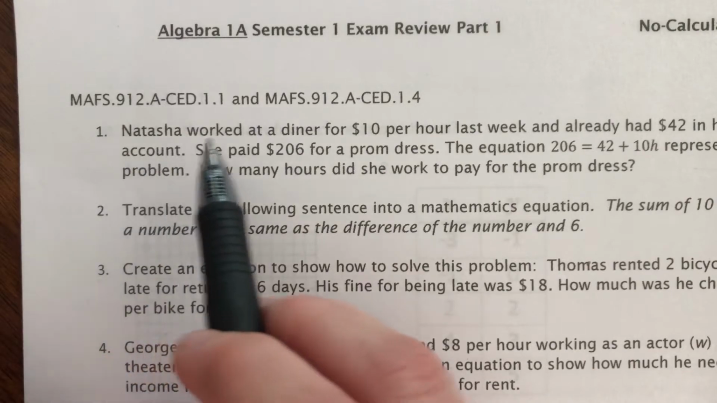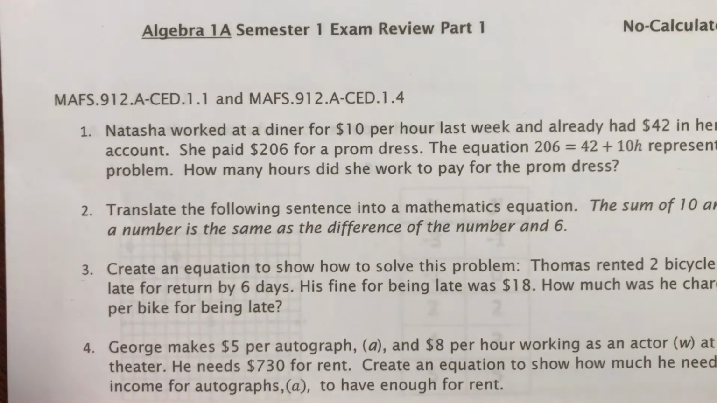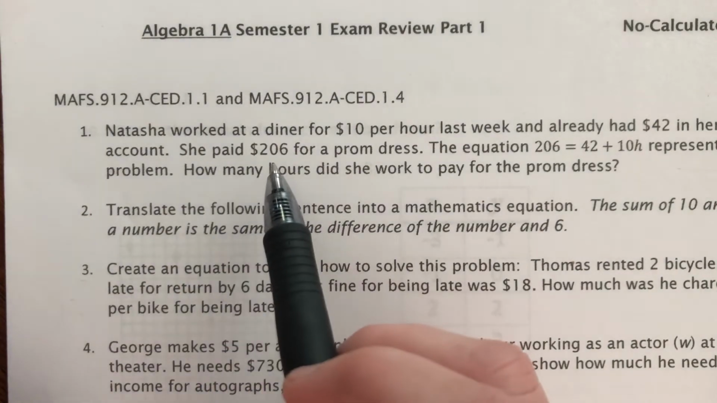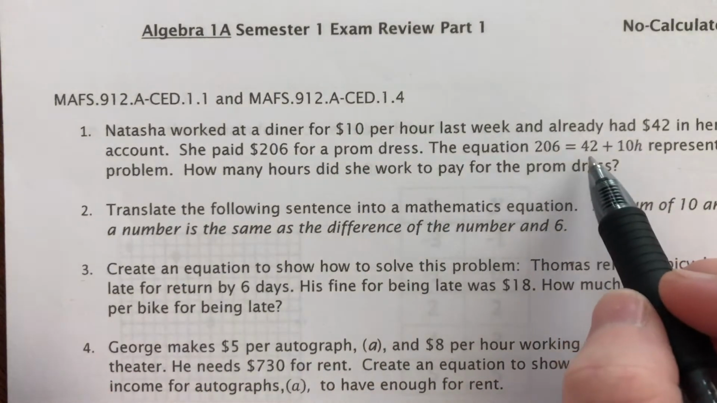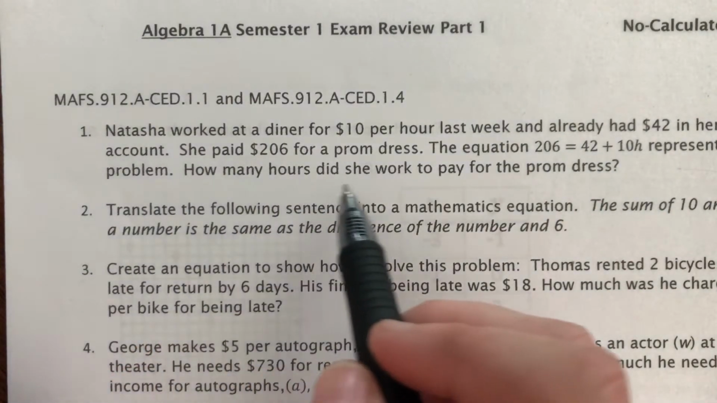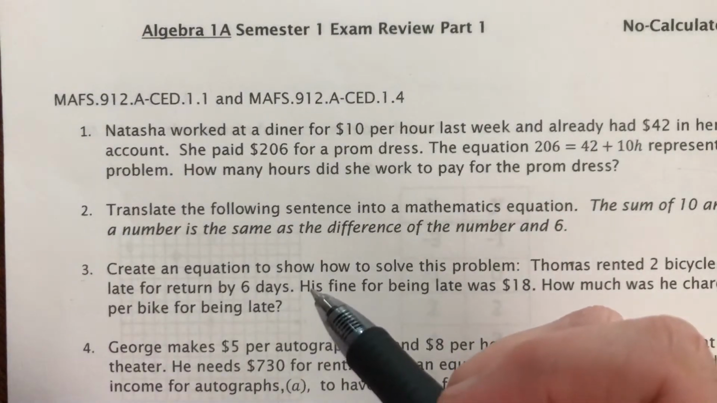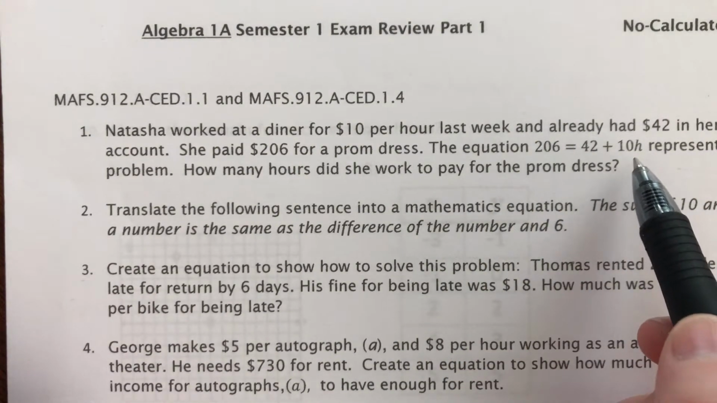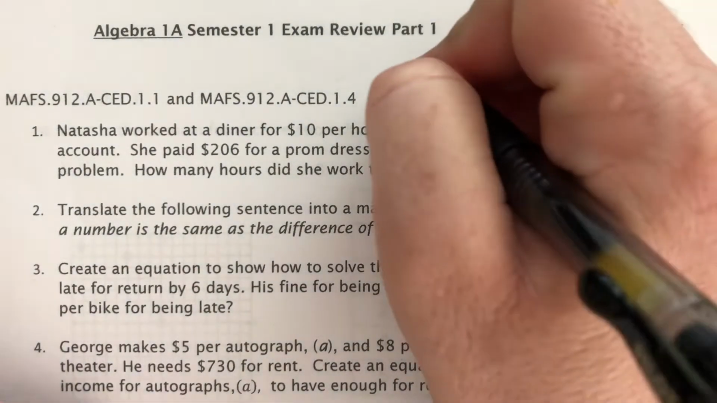Number 1, Natasha worked at a diner for $10 per hour last week and already had $42 in her bank account. She paid $206 for a prom dress, and the equation 206 equals 42 plus 10h represents this problem. How many hours did she work to pay for the prom dress? So we're solving for h here. So it helps us set it up, and then we just want to solve using algebra.